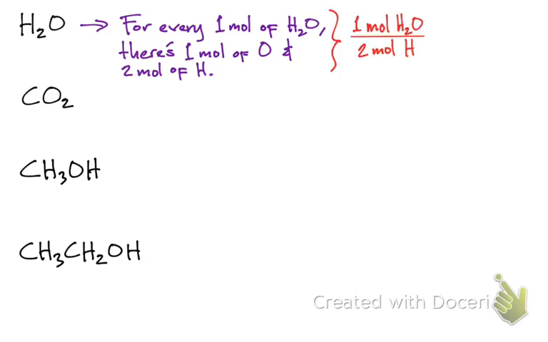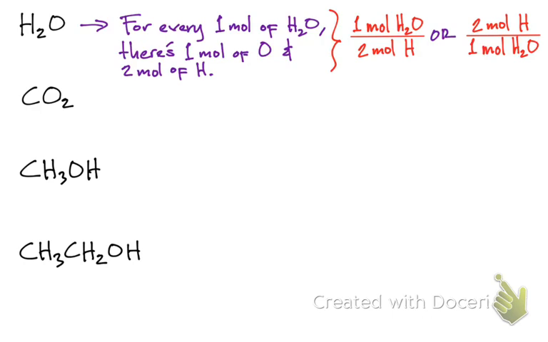So you can write this as a ratio, right? A conversion factor. 1 mole of H2O per 2 moles of hydrogen. You can also write the mole ratio in terms of oxygen instead of hydrogen. It would be 1 mole of H2O per 1 mole of oxygen. Or you could write this in reciprocal form. Take the inverse. So you now have 2 moles of hydrogen for every 1 mole of water. And you can do the same thing for carbon dioxide, methanol CH3OH, or ethanol CH3CH2OH.